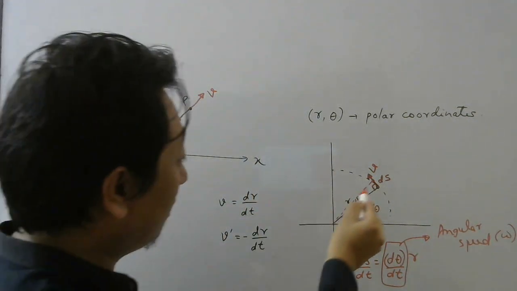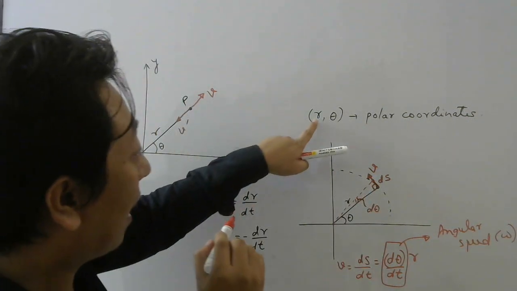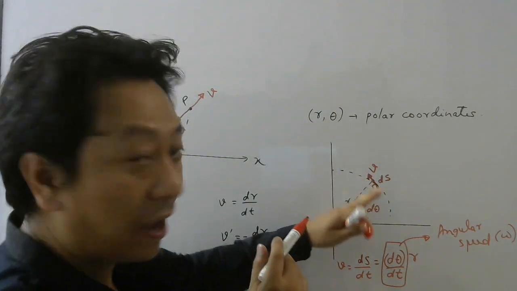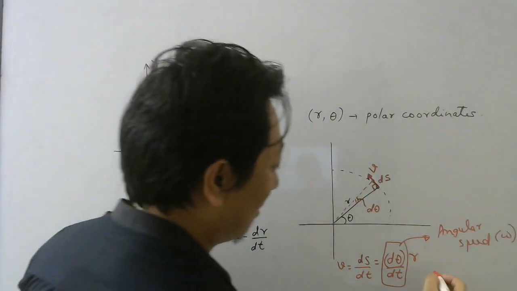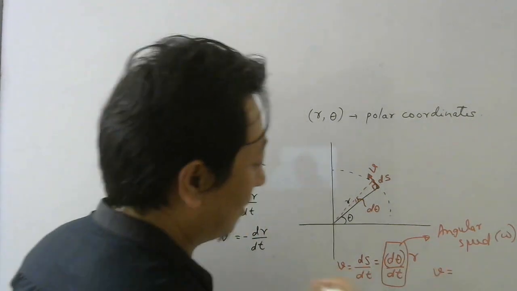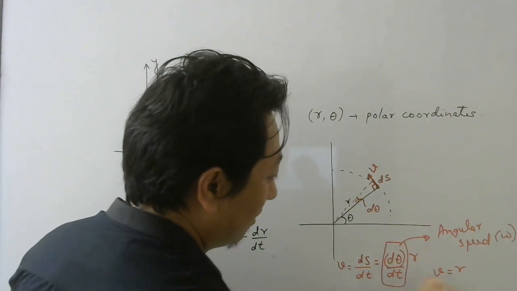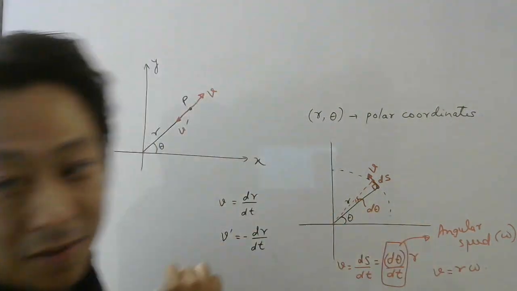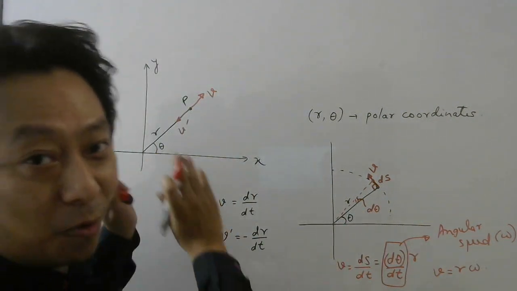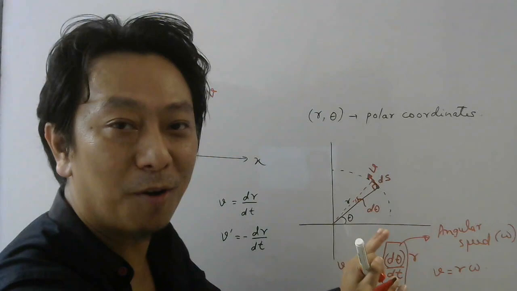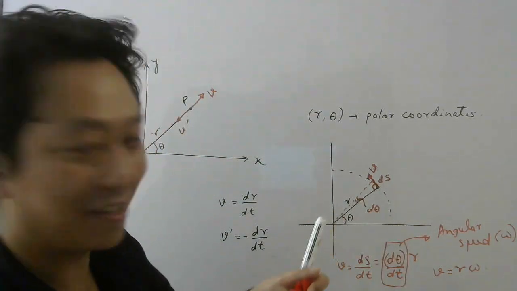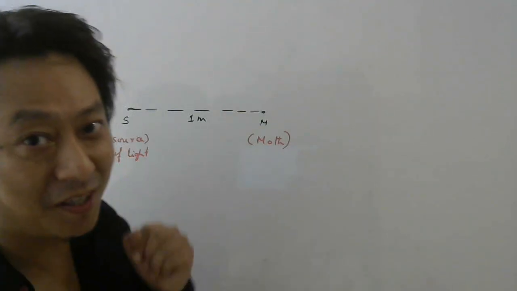So if the particle is moving in such a way that this r is constant but only the angle is changing, then the velocity of the particle is given by r times omega, and your omega is d theta by dt. So this is the formula if only r is changing. This is the formula if only theta is changing. So now let's come back to the original question.